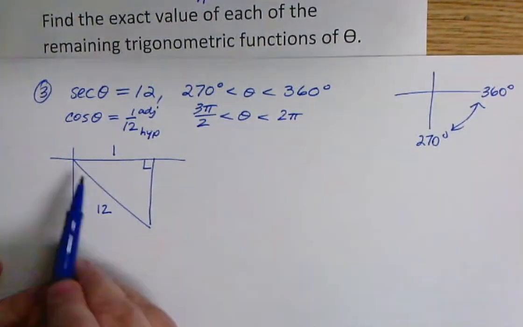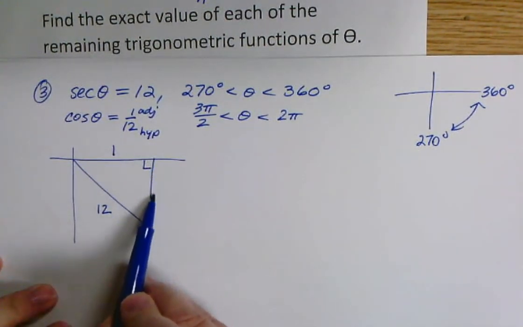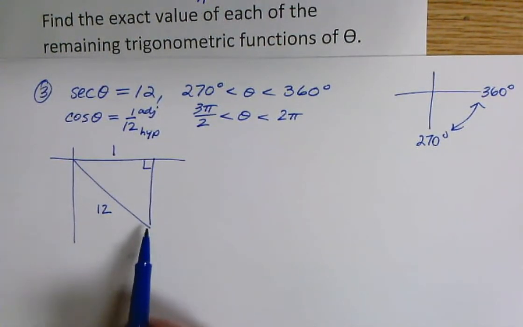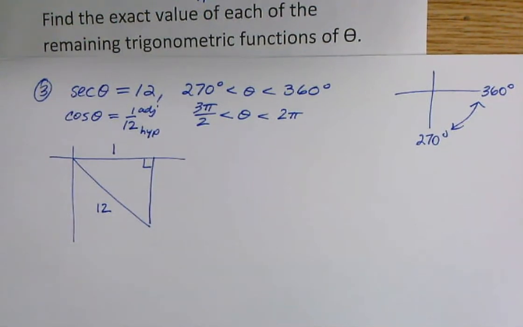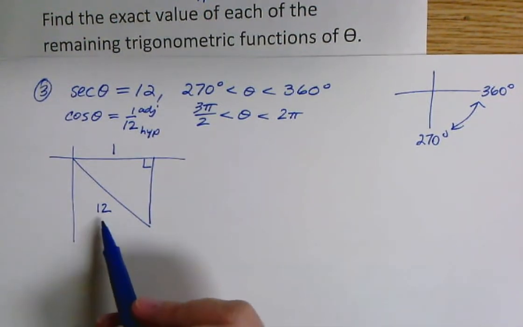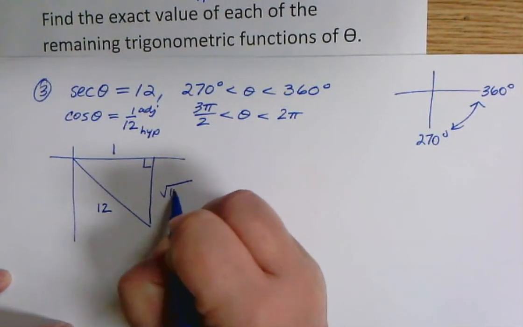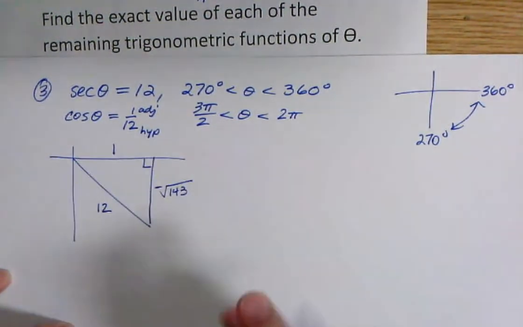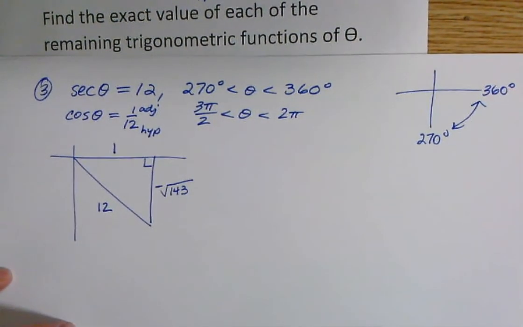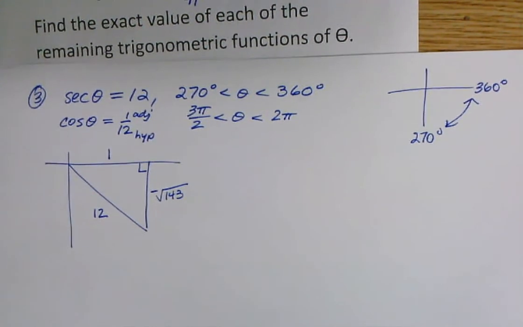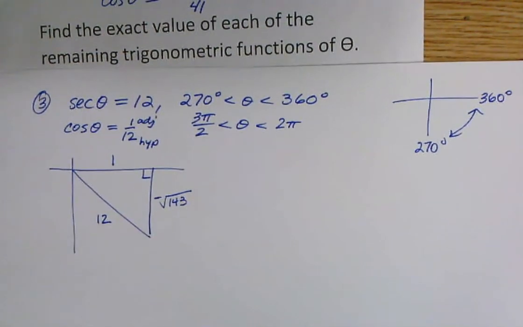In the fourth quadrant, my x value is positive, and then we have a y value that's negative. So I'm going to go ahead and use the Pythagorean Theorem. 12 squared is 144 minus 1. This is going to be root 143, but it's also going to be negative. And now I have my triangle, and now I can go ahead and do sine, cosine, tangent, etc. We're not going to go all the way through those. It pretty much works exactly the same way it did on the last couple of examples.